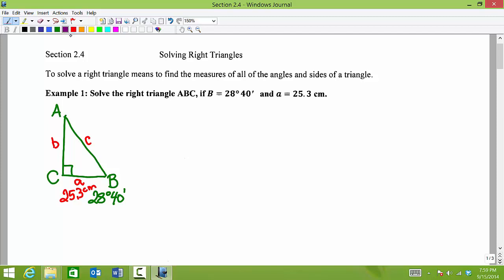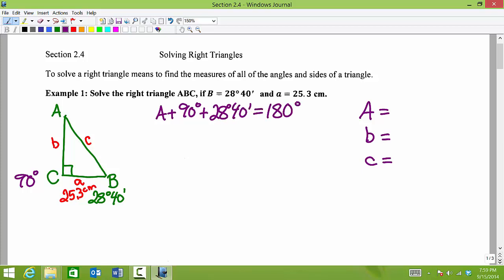So we are asked to find angle A. We need to find sides B and C. Now, finding the angle A is easy. The 90-degree angle is our angle C, that's our right angle. B, we already know that, and we know that when we add up our angles, A plus 90 degrees plus angle B, 28 degrees and 40 minutes, the total has to be 180 degrees.